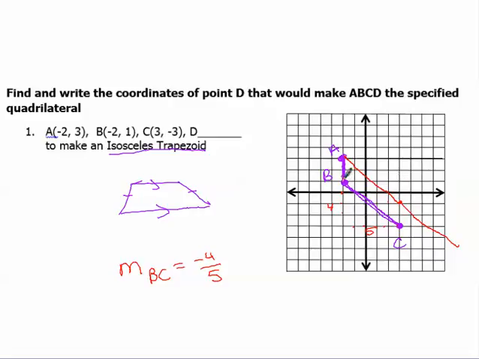Now, I need these two sides to be the same. This one is 2, so this one is going to be 2. And so this would have to be point D, which is at 1, 2, 3, 4, 5, -1, 2, 3.